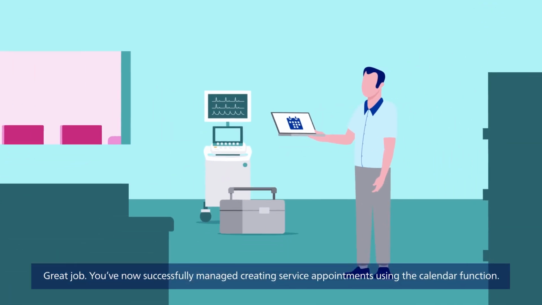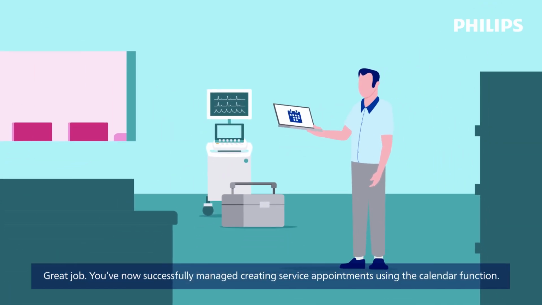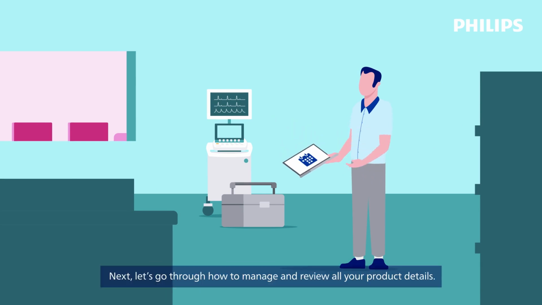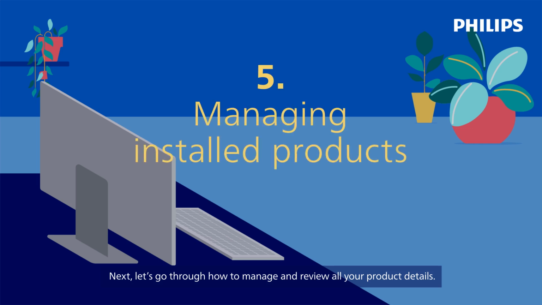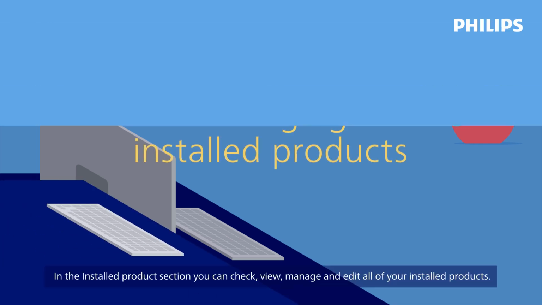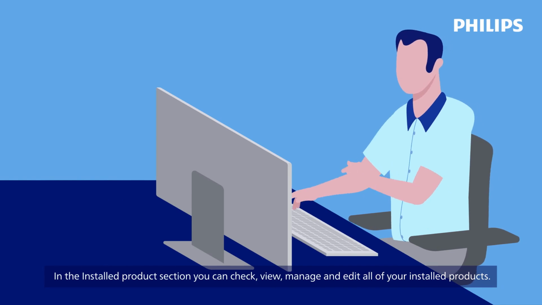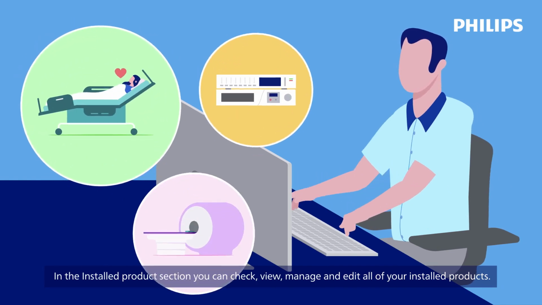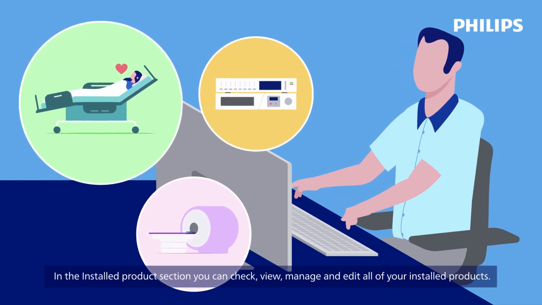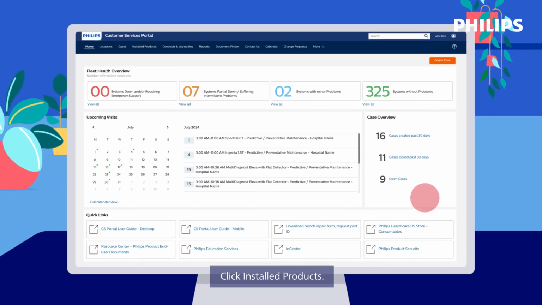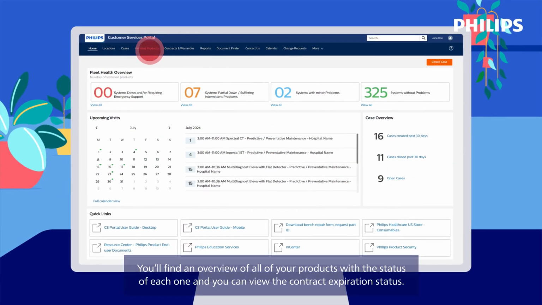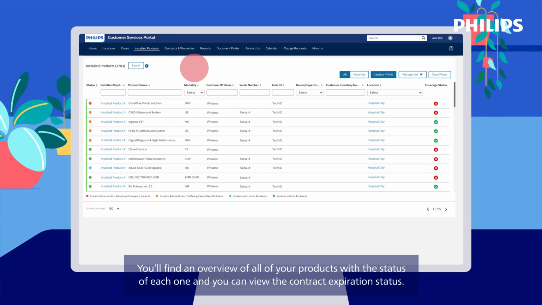Great job! You've now successfully managed creating service appointments using the calendar function. Next, let's go through how to manage and review all your product details. In the Installed Products section, you can check, view, manage, and edit all of your installed products. Click on Installed Products. You'll find an overview of all of your products with the status of each one, and you can view the contract expiration status.